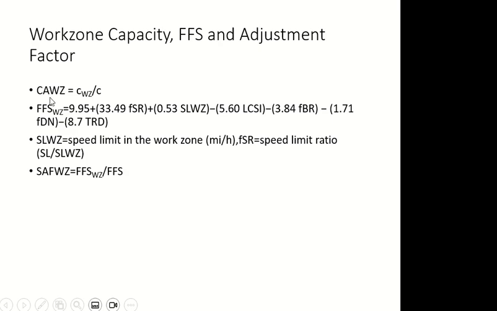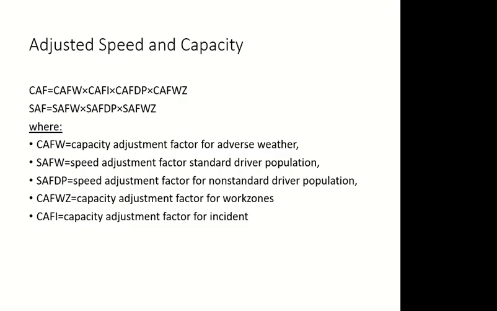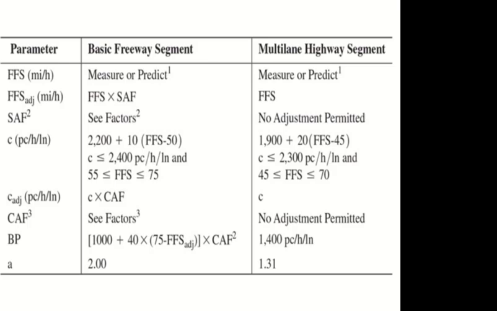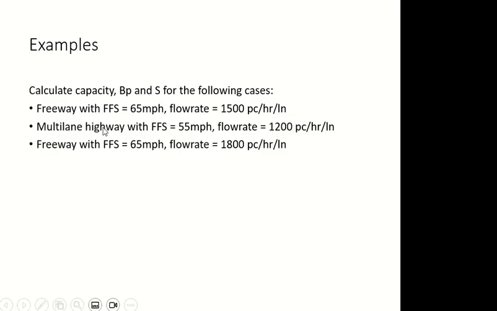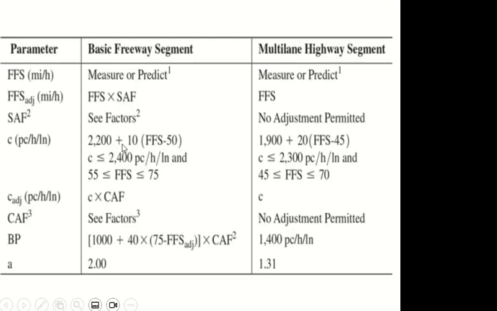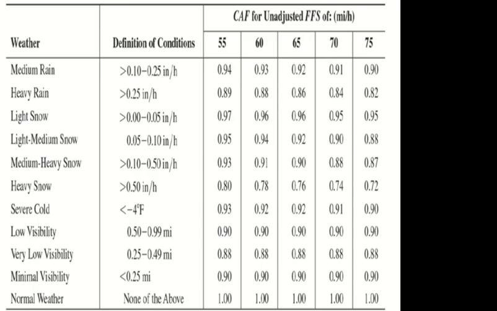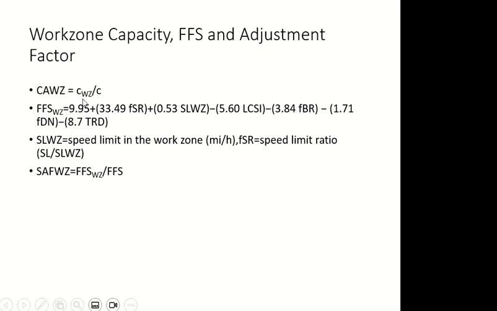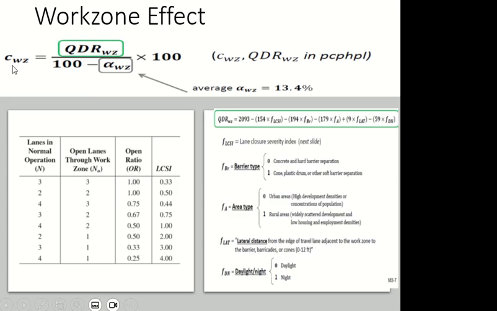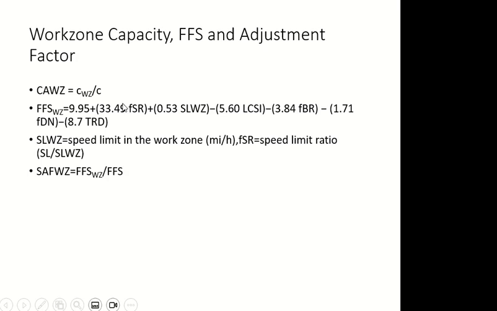If you want the adjustment factor of the work zone, it is the capacity of the work zone divided by the original capacity, the capacity which we calculated in this example using the equation. So in these examples we calculate the capacity using these equations, right? These equations give you normal capacity without the work zone. So if you want the adjustment factor of the work zone, you take the ratio. CWZ comes from here and C will come from that equation. So the ratio will give you the adjustment factor of capacity for the work zone.